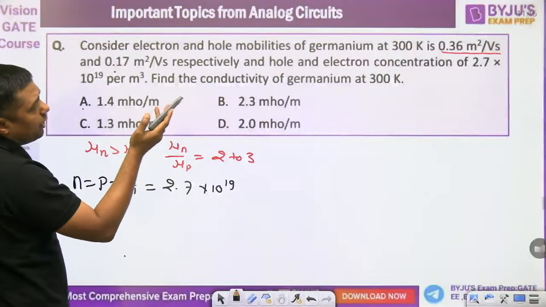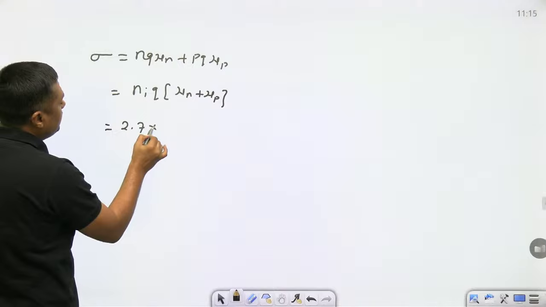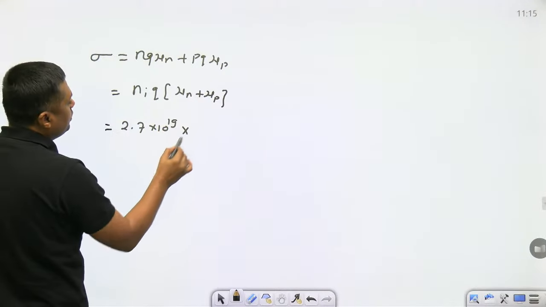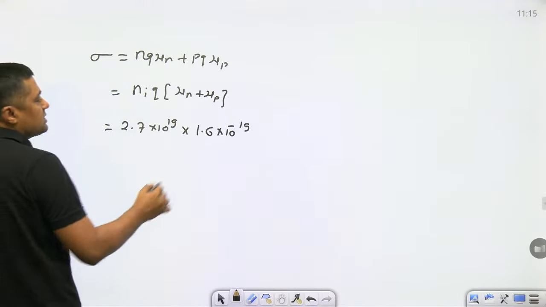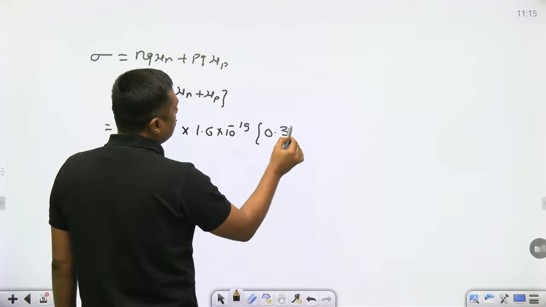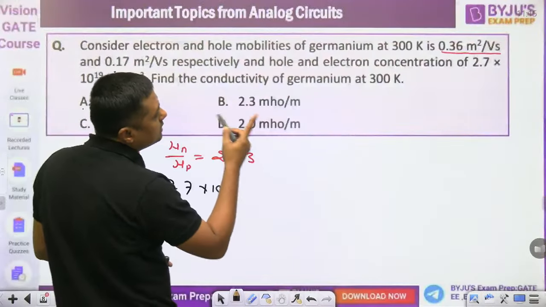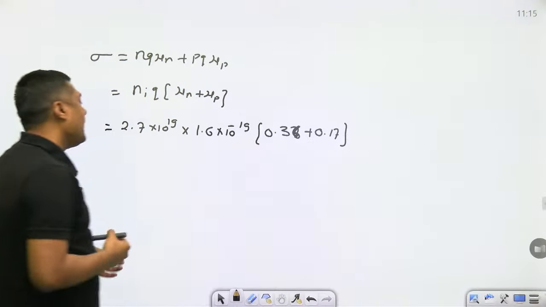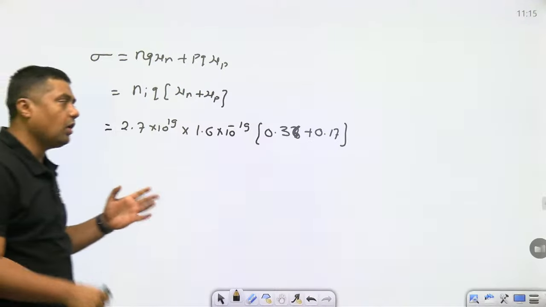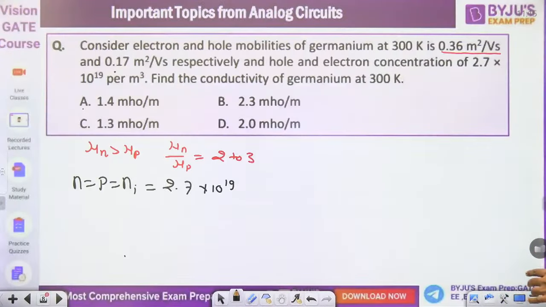Very easy one. 0.36, 0.17, 2.7 into 10 raised to power 19, into q, 1.6 into 10 raised to power minus 19. The 19 cancels. Then 0.36 plus 0.17, and you will get the approximated answer from this. Is it clear? You will get approximately 2.28, which is nearly equal to 2.3, so B is the answer.